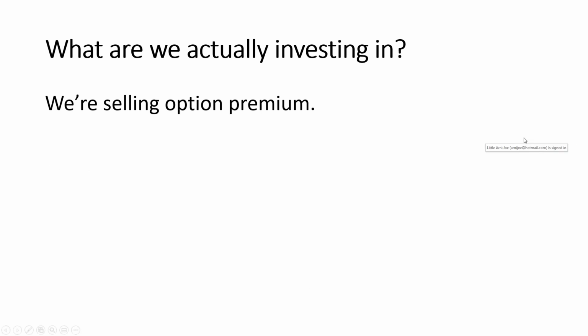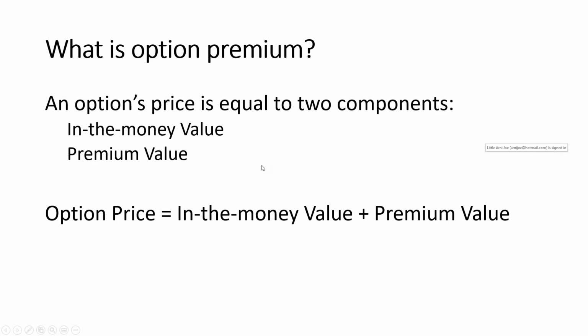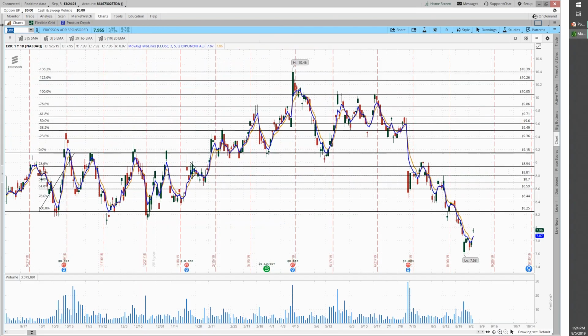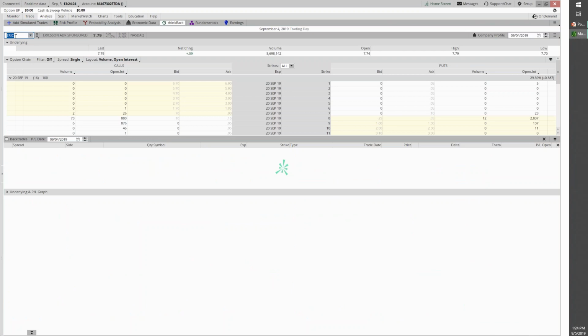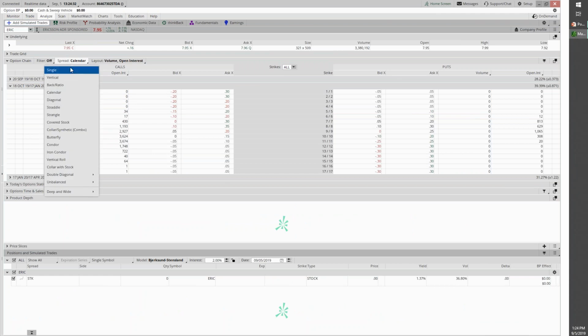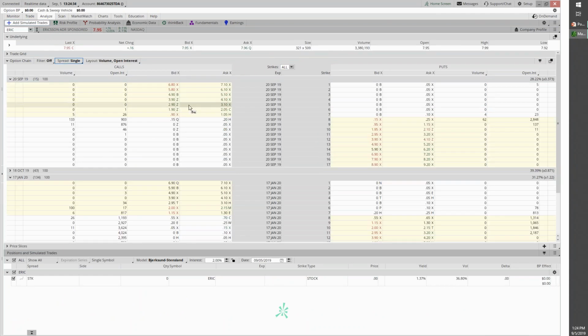So what are we actually investing in? What I've always focused on is selling option premium. So what the heck is this thing called option premium? Well, when you take a price that you can look up on the CBOE, like if we were to, for instance, take our Thinkorswim here and just pull up an option chain, like for instance on Ericsson, you can see that there is a current price for any of the options.